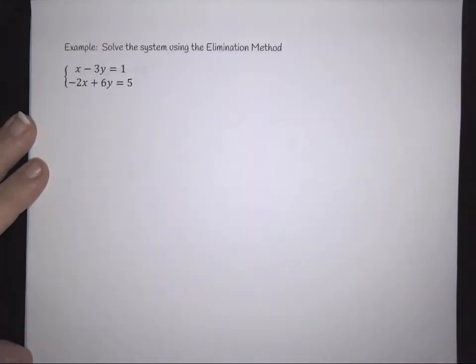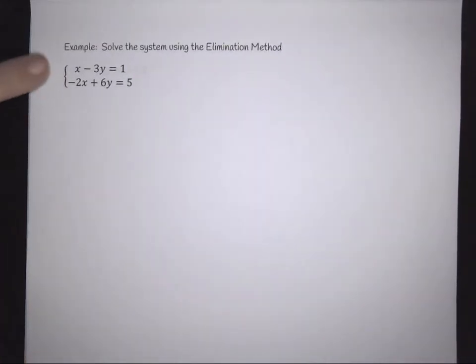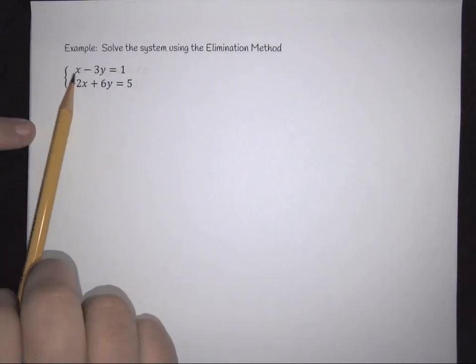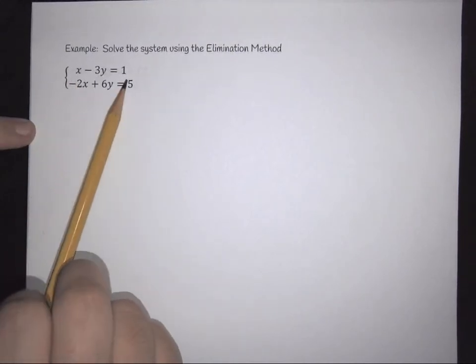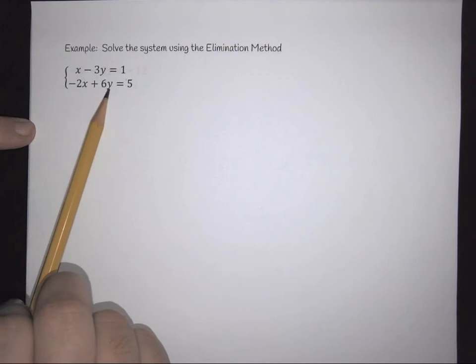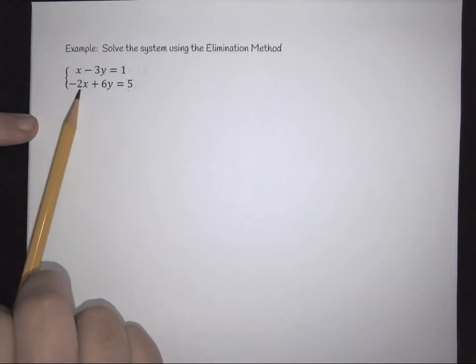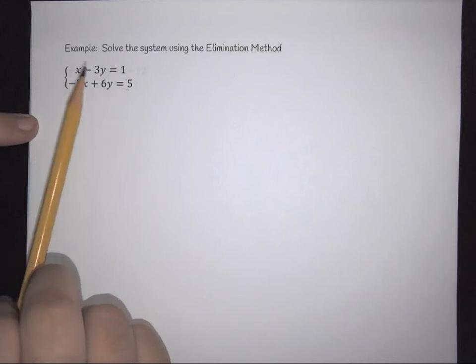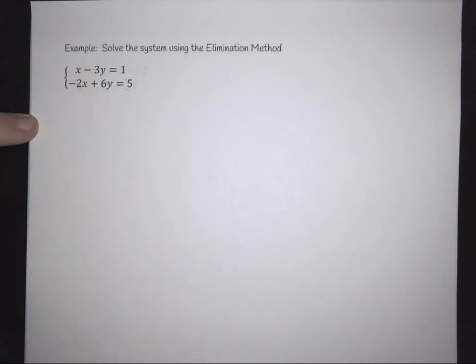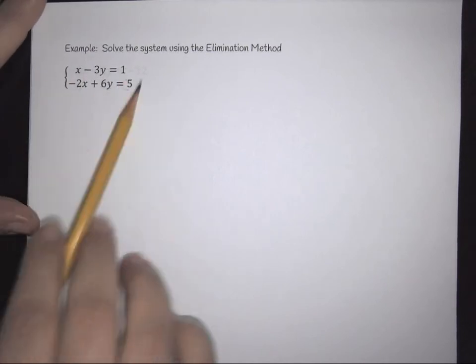Alright, let's look at this next one. Here, notice I have x minus 3y equals 1, and negative 2x plus 6y equals 5. My x's have opposite signs but different coefficients. My y's have opposite signs but different coefficients. So no matter what, I'm going to have to multiply.